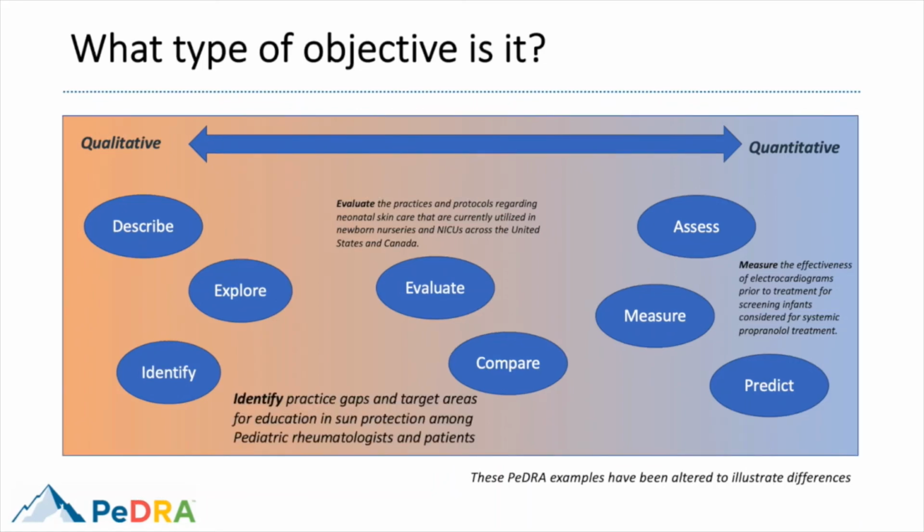For example, if your objective is to identify practice gaps in target areas for education in sun protection among pediatric rheumatologists and patients, then your survey may ask open-ended questions about these practices and then use qualitative analysis techniques to identify themes and generate a list of common practices.